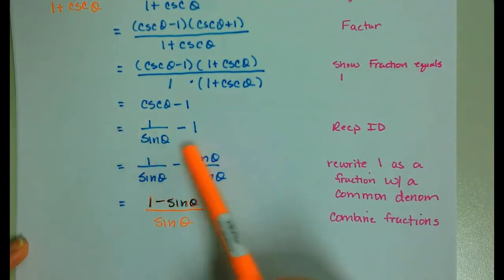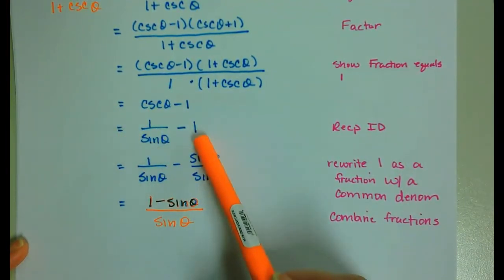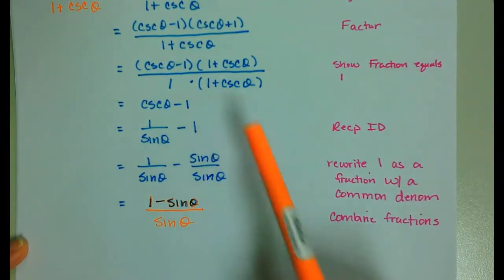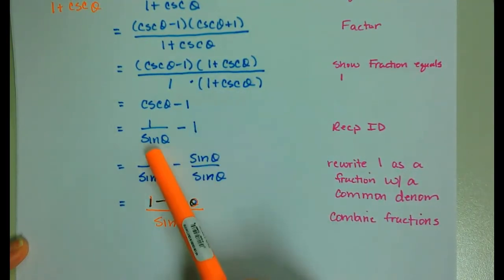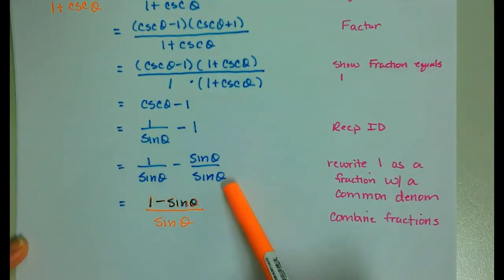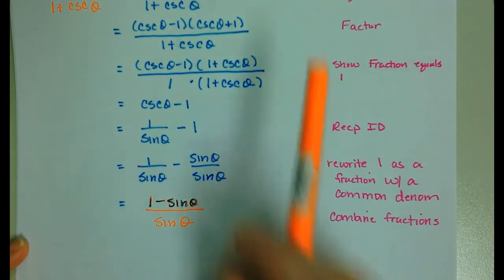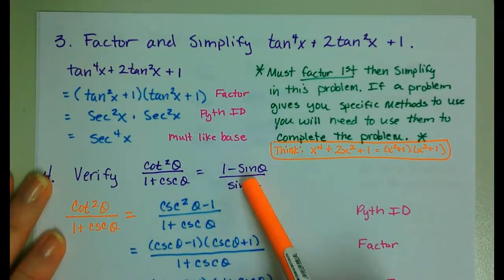So I have to get these two things together as a single fraction. So I need a common denominator. I'm going to rewrite the 1 so that it's a fraction with a common denominator of sine x, which means sine x over sine x. So now that I have a common denominator, I can put them together with a common denominator on the bottom, move my numerators together, and this was the other side of my proof right here.